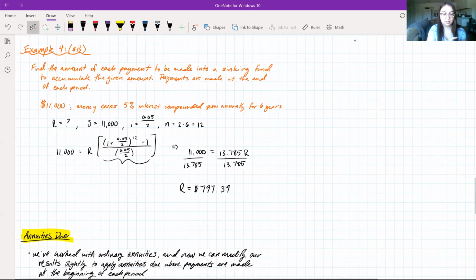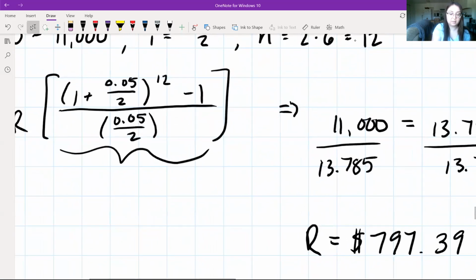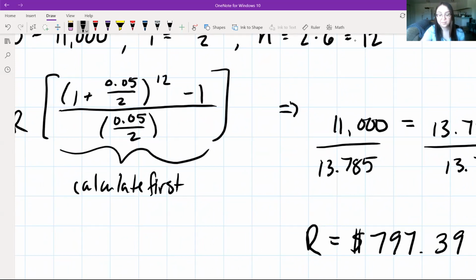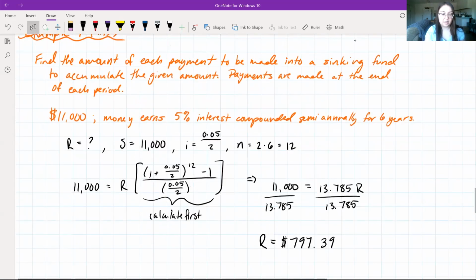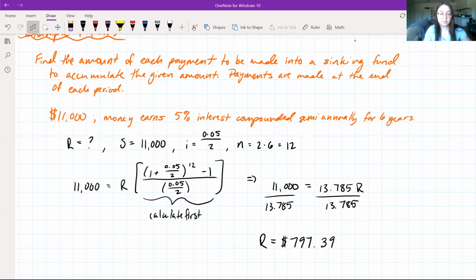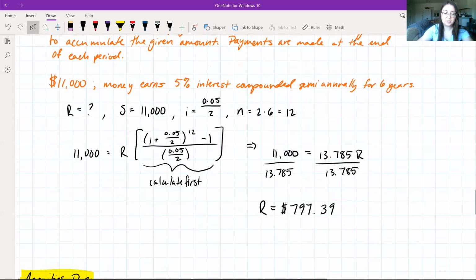So we know that if we want $11,000 with a 5% interest rate compounded semi-annually after 6 years, we're going to have to make payments of $797.39 semi-annually for 6 years in order to get $11,000. All right, so those were our sinking funds.